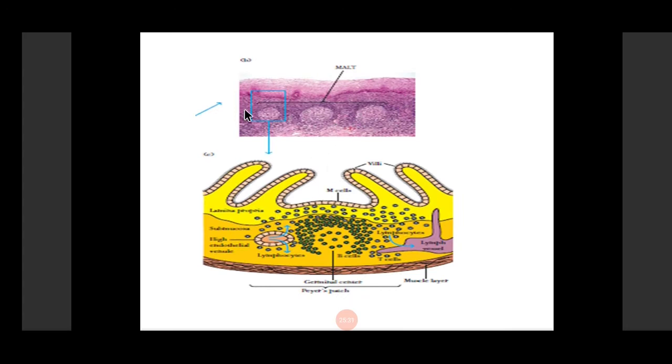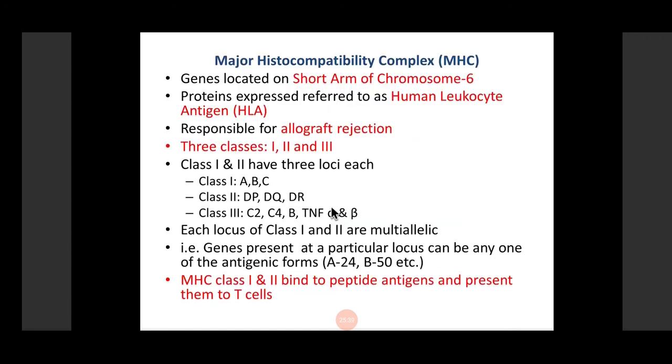So just to show you the mucosa-associated lymphoid tissue, this is the mucosa, the mucosal membrane, and inside it is the collection of these immune cells. Okay. Now, we'll just digress a bit. I will talk about the major histocompatibility complex, because this is what we are going to discuss subsequently.